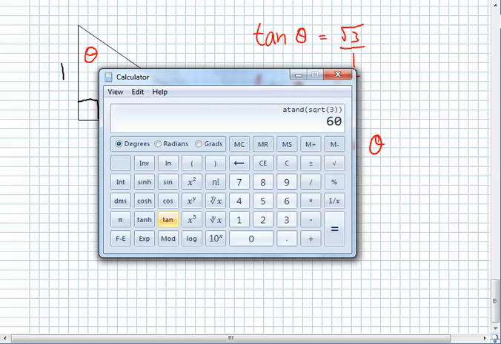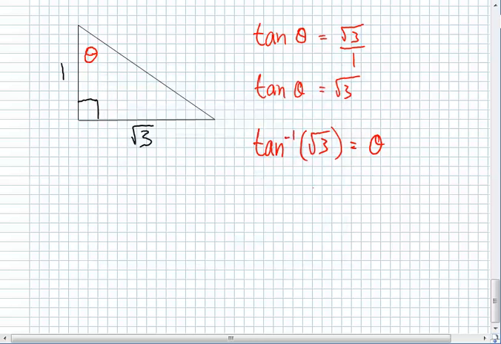And again, if you don't get 60 degrees, make sure you're in degree mode, not radian mode. And so the inverse tan of root 3 is equal to 60 degrees. So that means theta is equal to 60 degrees. Okay?